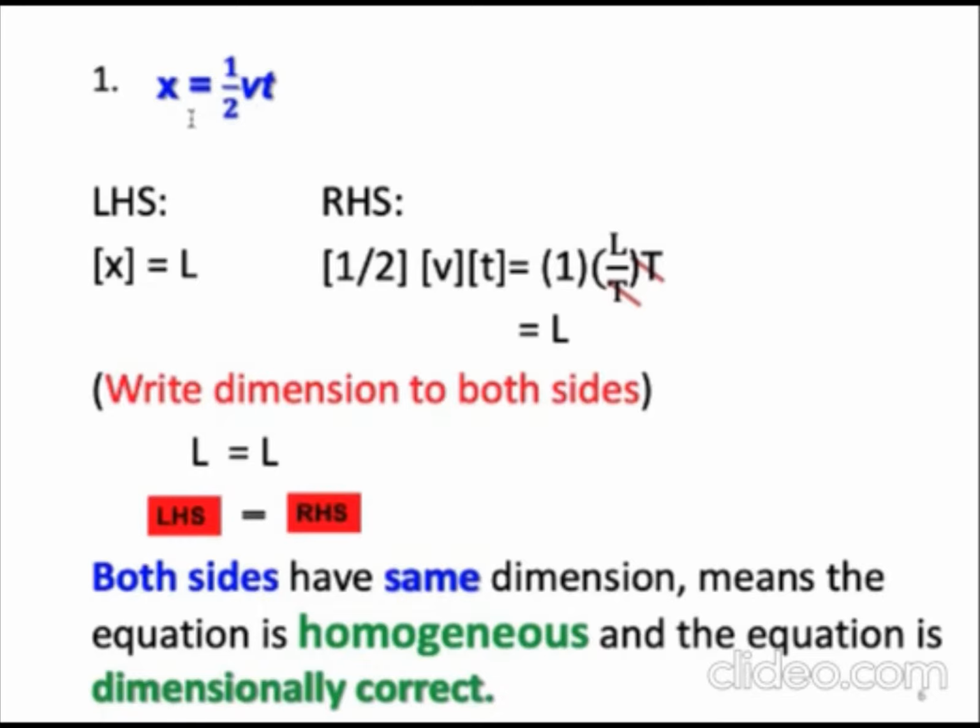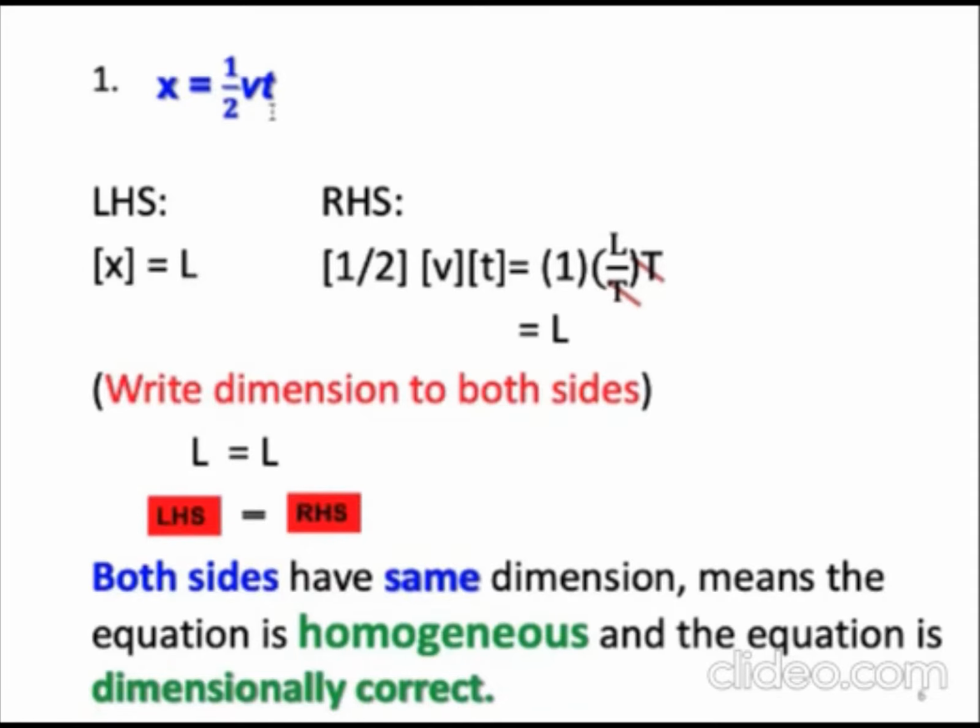Okay, we will check both sides of the equation. We look at the left-hand side first. The left-hand side has only one symbol, which is x. Remember, the symbol for dimension is a square bracket. If you write the square bracket, it means dimension. So dimension of x equal L, because x is a distance, so dimension of distance is capital L, it's a length.